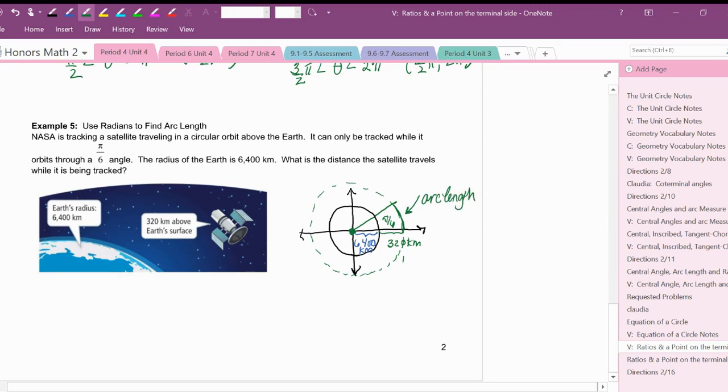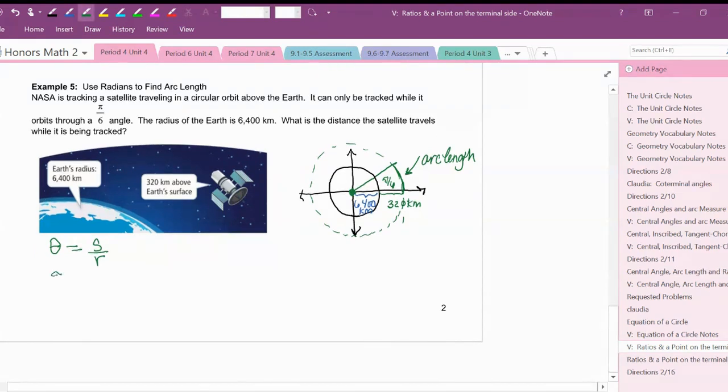And here we have radians. So remember our formula was our angle measure is arc length over the length of the radius. So pi over 6 is equal to S, that's what we're solving for, over the radius. And the radius here of the satellite's path is 6,400 plus 320 kilometers. So that's 6,720 kilometers.